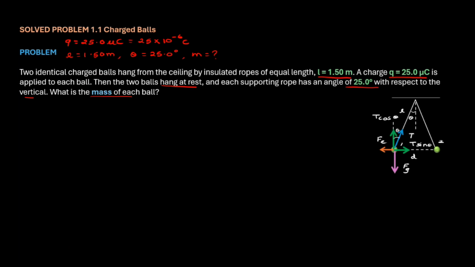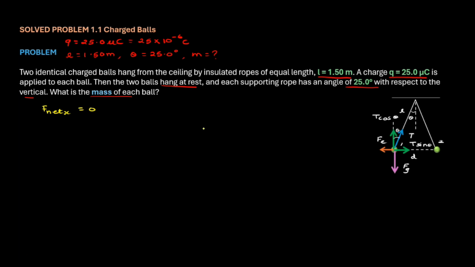Both ball 1 and 2 are at rest as it is mentioned in the question. And if an object is at rest, the net force acting on that object has to be equal to 0. So we are going to equate both x and y components of net force acting on ball 1 to be equal to 0. So let us start with the x component. I write F net x to be equal to 0.